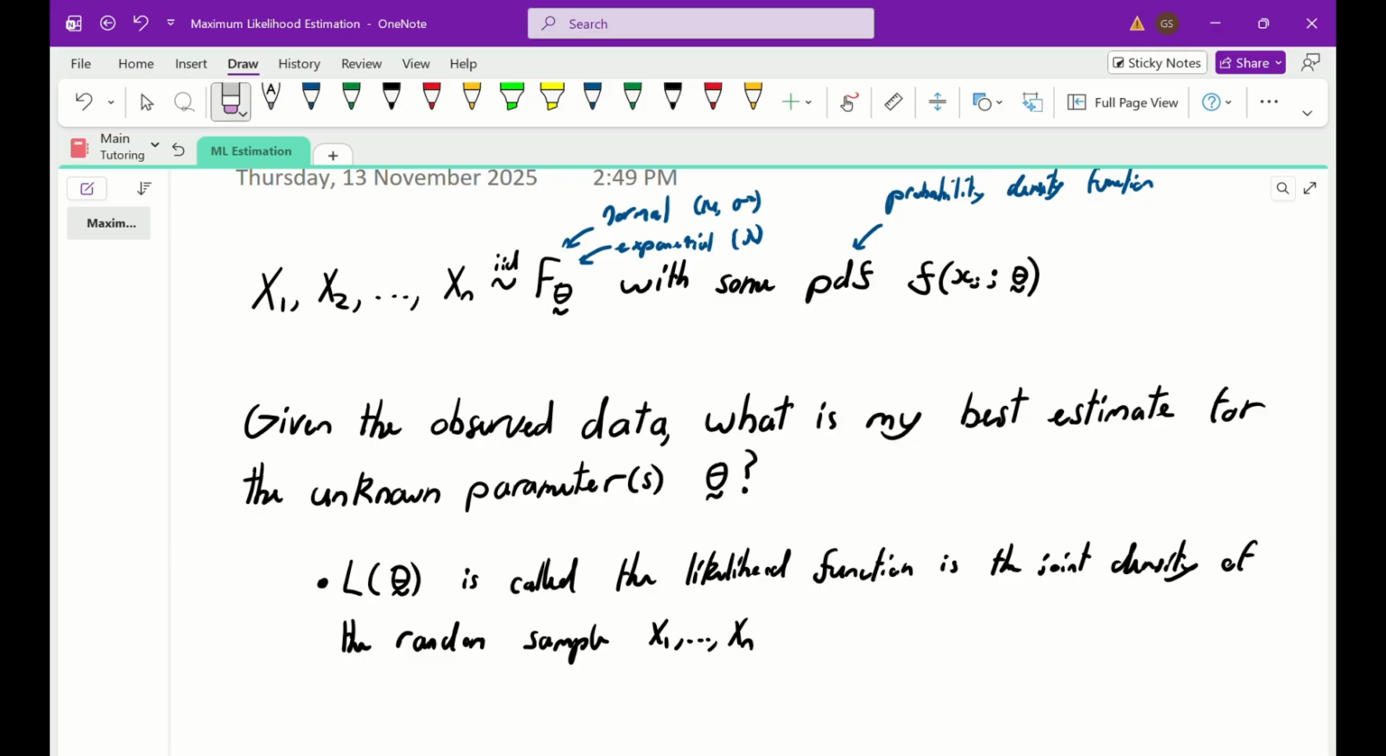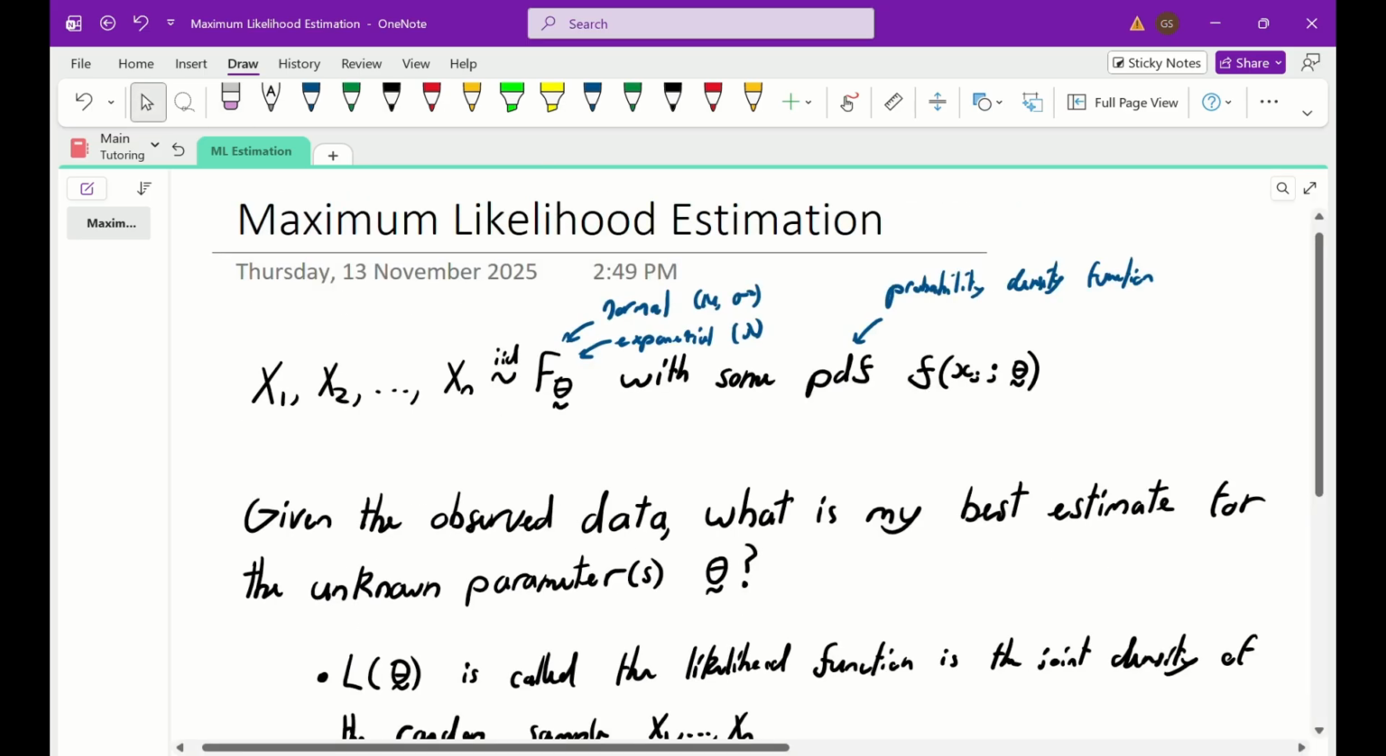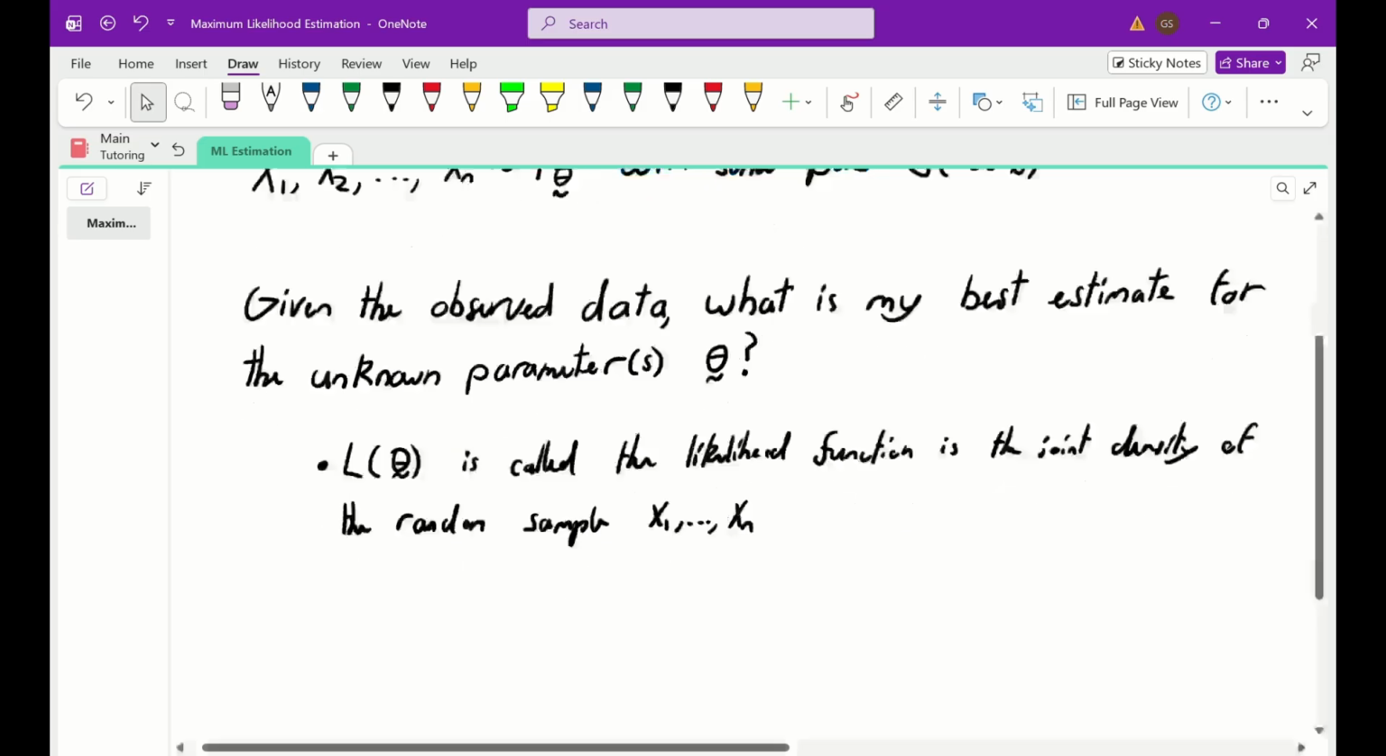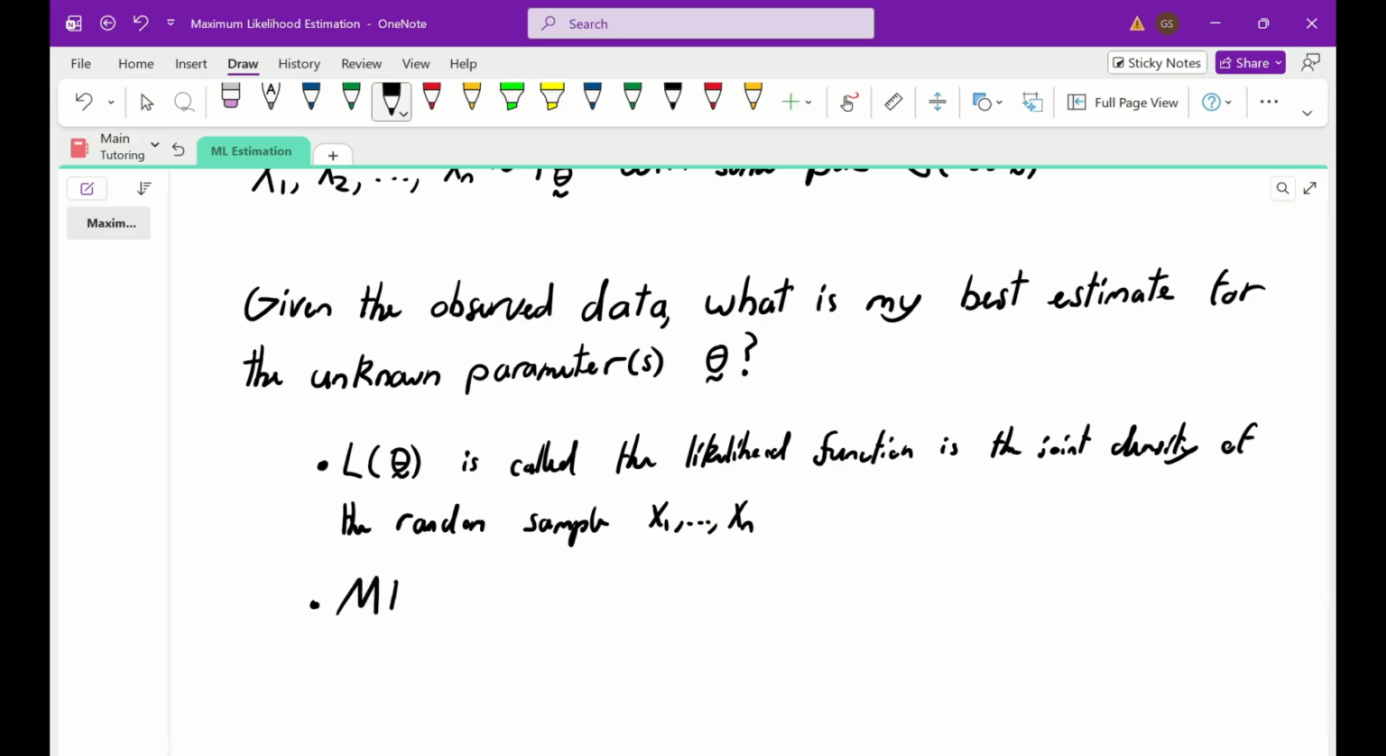So quite naturally, a good idea for your best estimate for the parameters could be to choose the parameters that maximize the likelihood function. And that's all maximum likelihood is: a maximization of the likelihood function, which is the joint density of the random sample. So I'll write that down here. The maximum likelihood estimate, which is often abbreviated to MLE, the maximum likelihood estimate of the parameter theta.